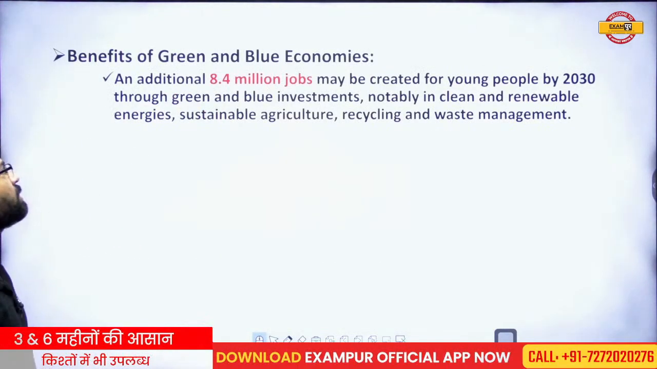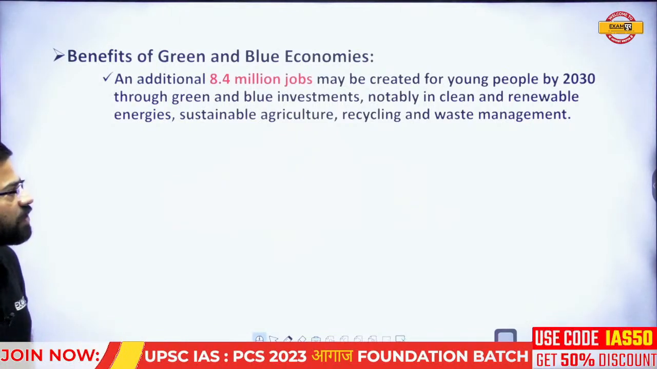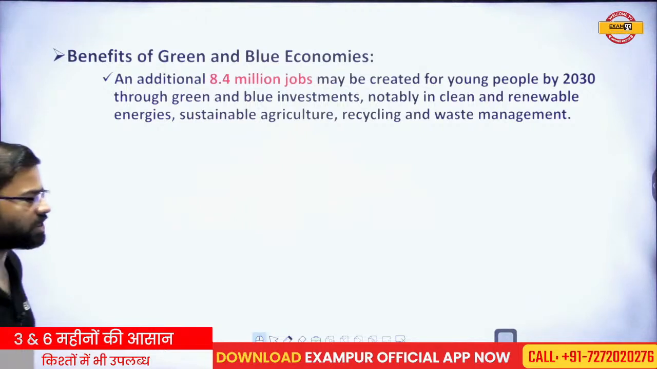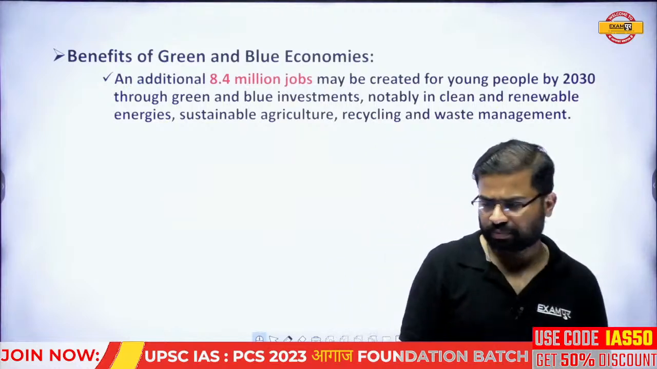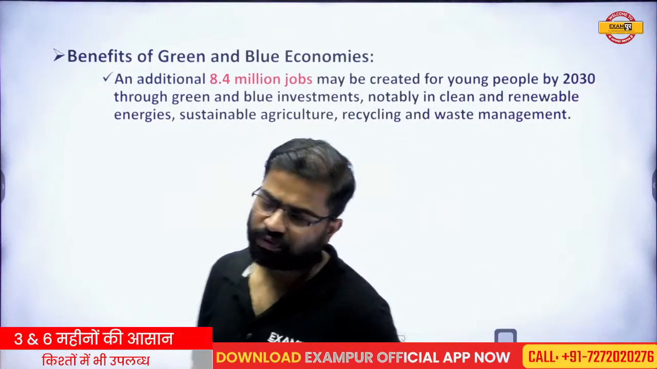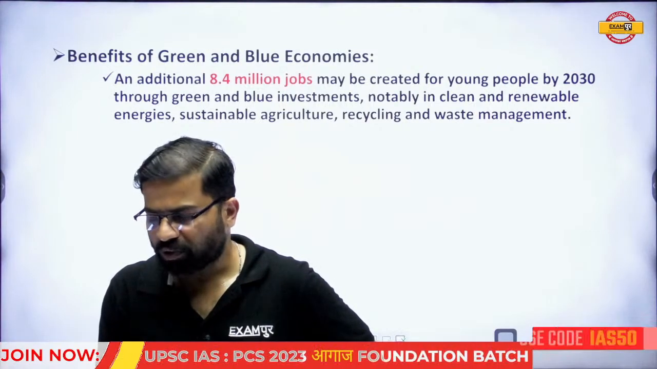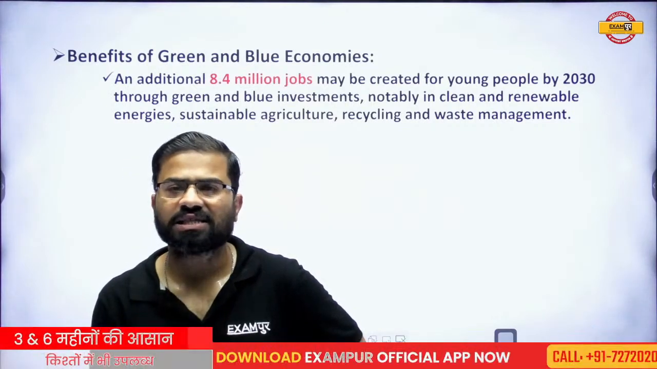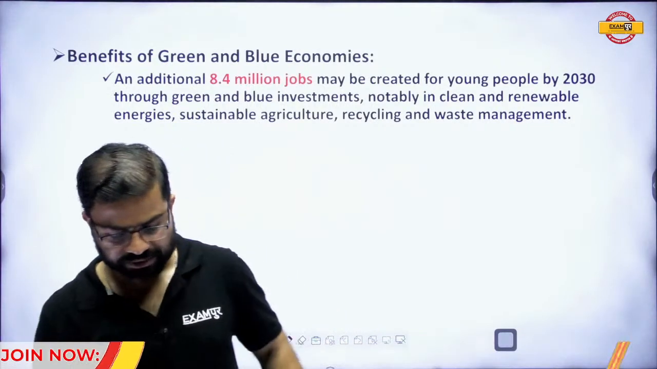Benefits of the green and blue economy: an addition of 8.4 million jobs, 84 lakh jobs, may be created for young people by the end of 2030 through green and blue investment, notably in clean and renewable energy, sustainable agriculture, recycling and waste management. So when you think of how to engage more youth, there is an opportunity called the green and blue economy, which has the potential to create more than 84 lakh jobs by 2030. This can be done with the help of renewable energies, sustainable agriculture, aquaculture, pisciculture. So more people can be engaged in this regard.